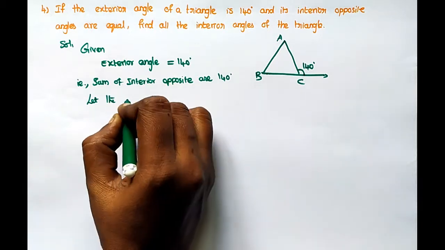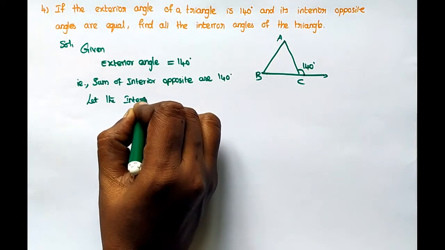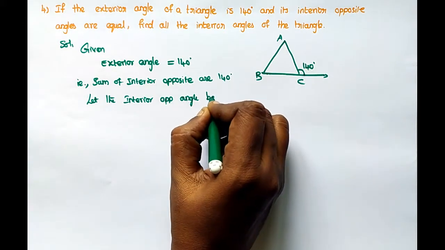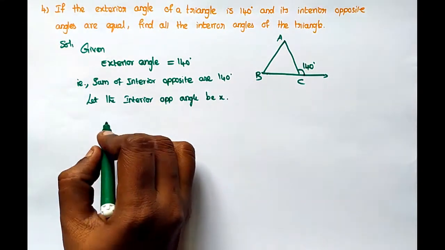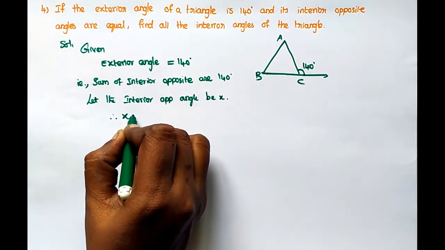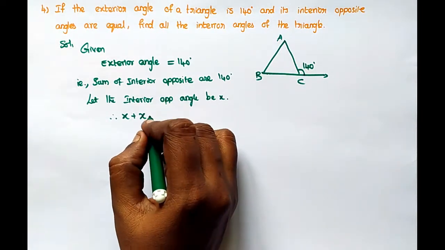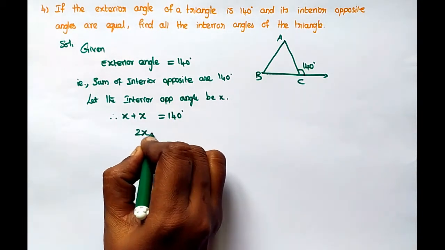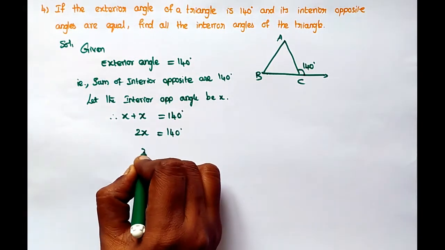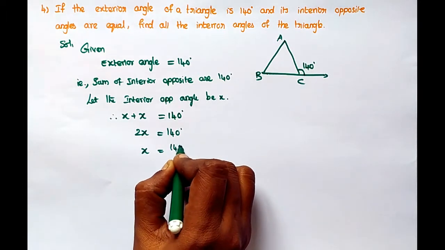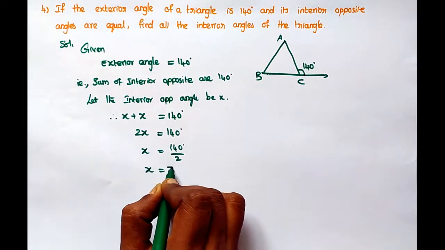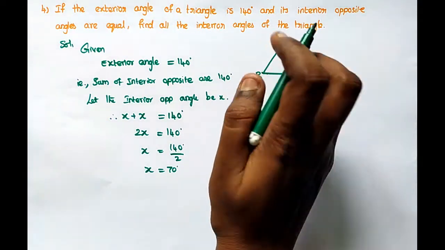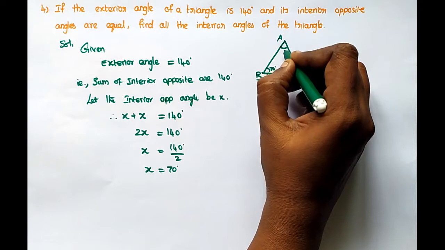So let the interior opposite angle be x. So x plus x equals 140 degrees, that is 2x equals 140 degrees. So x equals 140 divided by 2, so x equals 70 degrees. So each angle is 70 degrees, here 70 degrees and here 70 degrees.